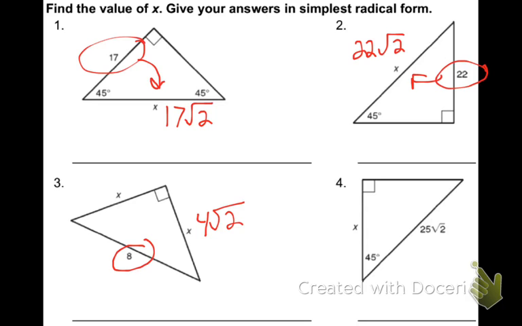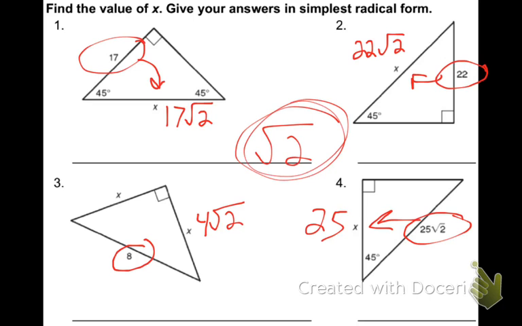Good? Okay. Number 4. Great. Now I see the square root of 2. That's my hypotenuse. What's my leg going to be? Just 25. And again, what's the relationship with 45-45-90 triangles? It's all about the square root of 2. Okay, good work. Those are the easy triangles, because which ones are tougher?